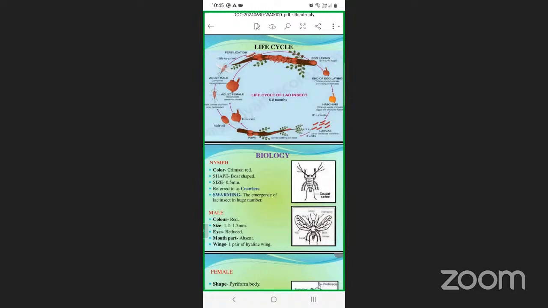This lac is a secretion of integumental glands of the insect Kerria lacca. Here we see that it inhabits a large number of trees in India. They also have habitats not only in India, but in Thailand and Myanmar also. We see this particular type of insect secreting the lac.